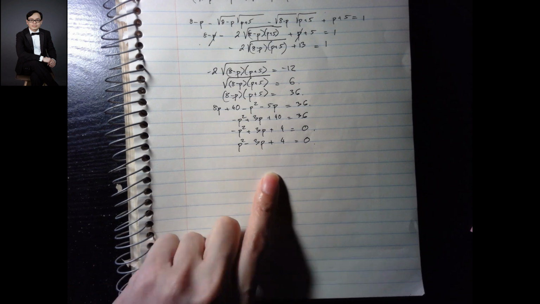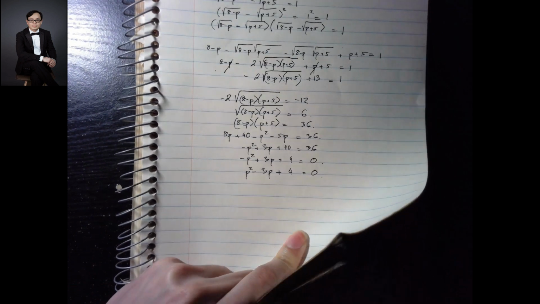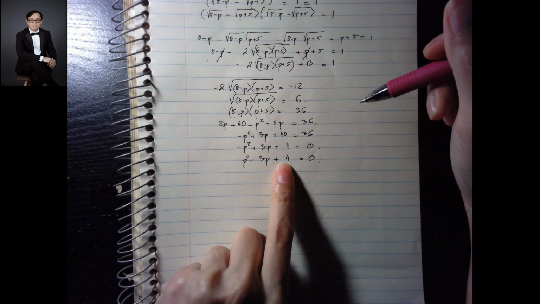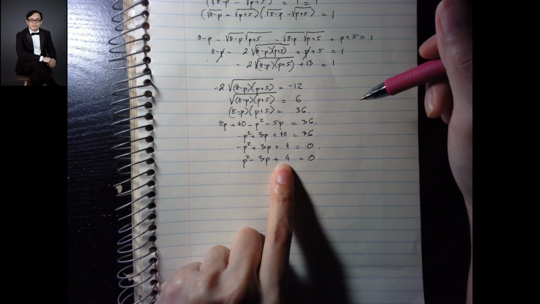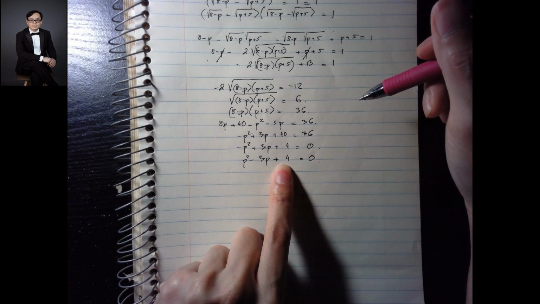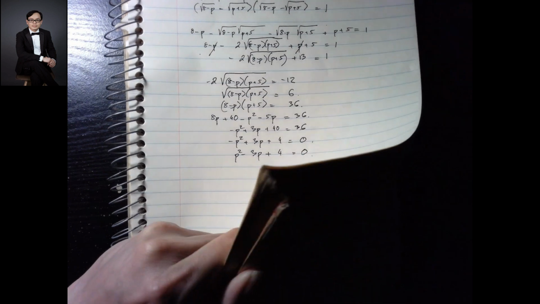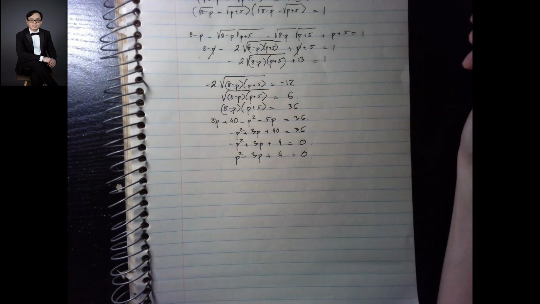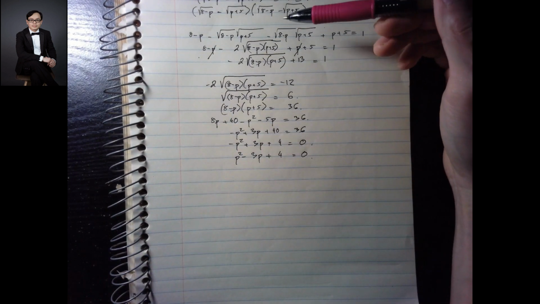Did I mess up with a sign or not? Let's just check what we had last time. Oh, that's -4, but what I have is +4. So I think I messed up something. Go ahead and recheck it for me, okay?